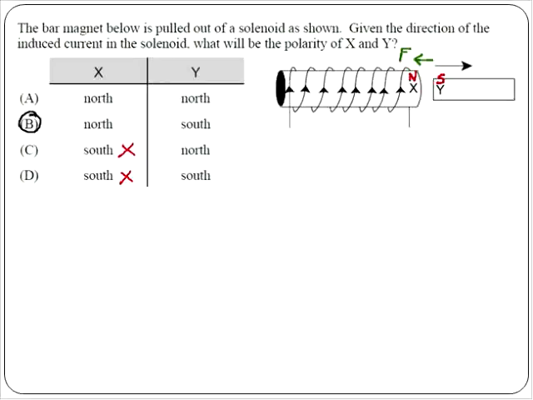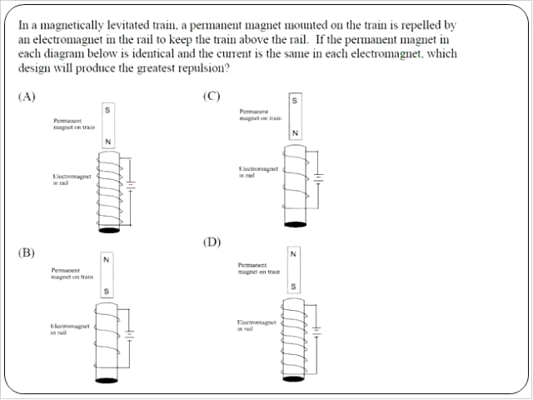X, in other words, the end of the solenoid is a north, and because it has to oppose the motion being away from, then the magnet would have to be a south pole because it's being pulled away. Okay, so that's the logic that you use in these types of questions.